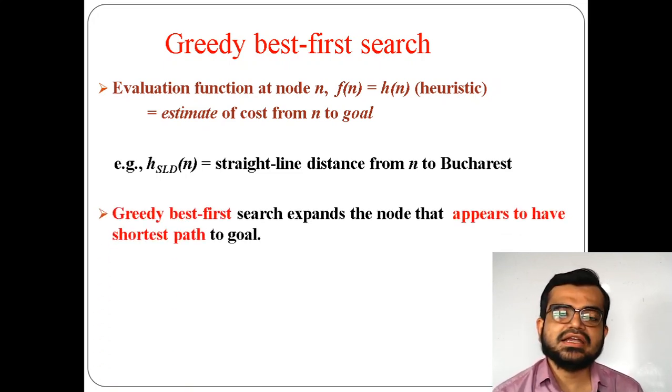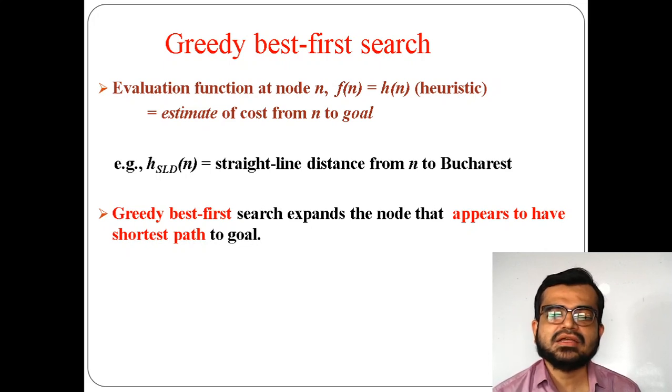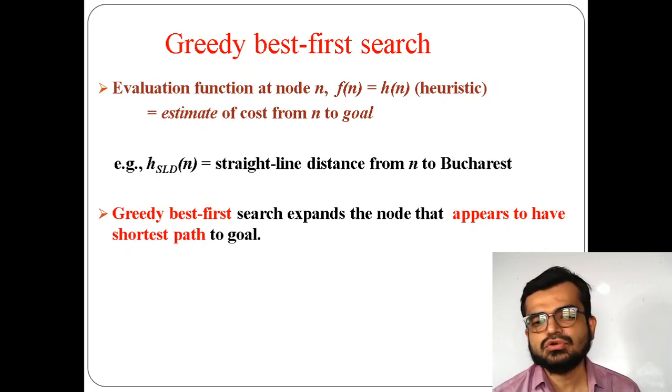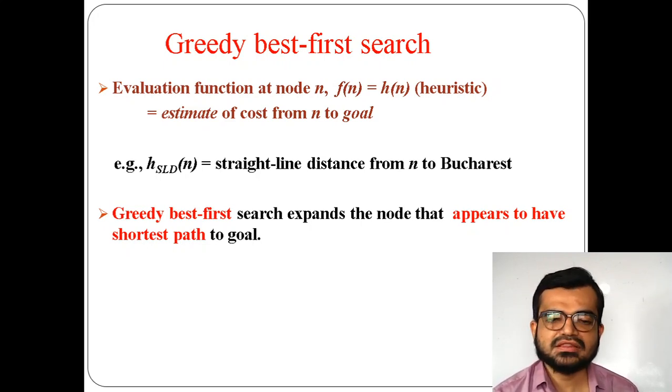Now greedy best first search expands the node that appears to have the shortest path to the goal. As I said, greedy best first search always tries to reach the goal which has the shortest path. So that means if the distance is less, it will select that path.